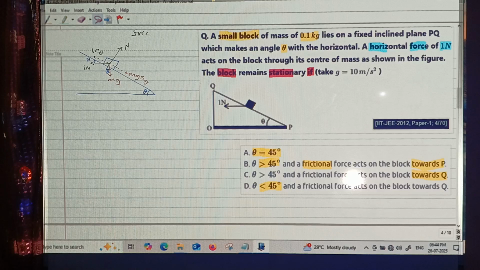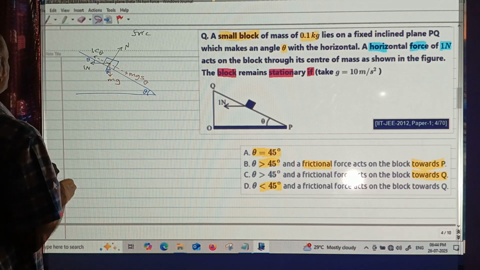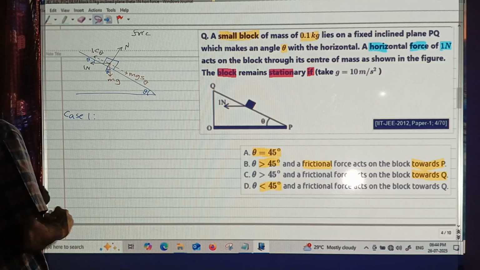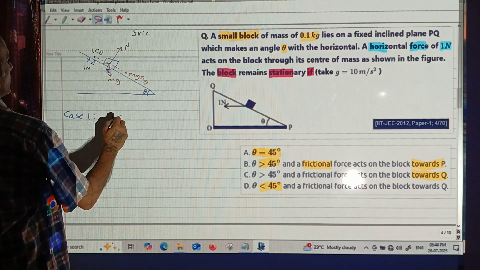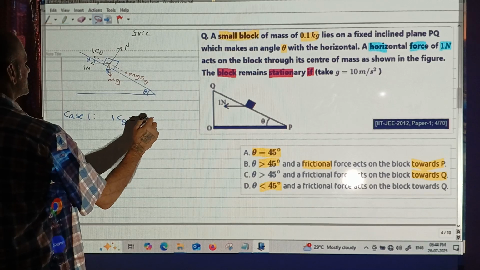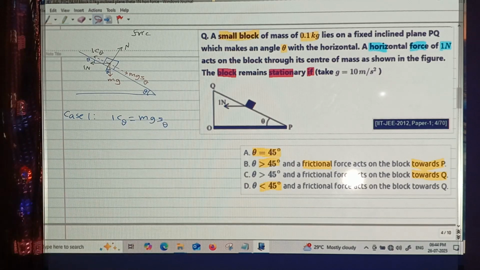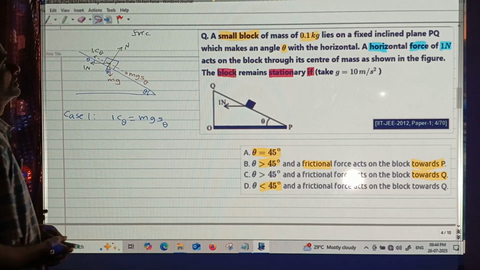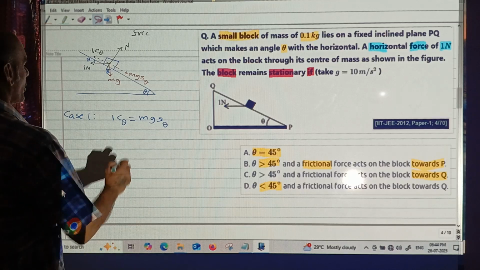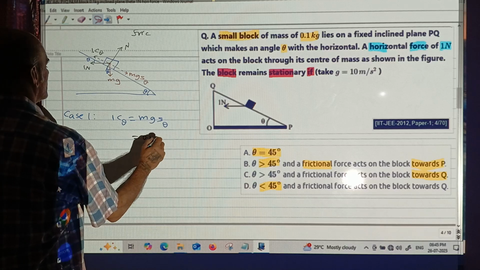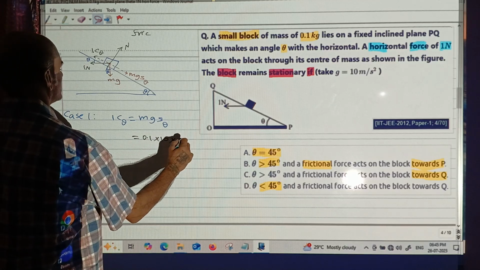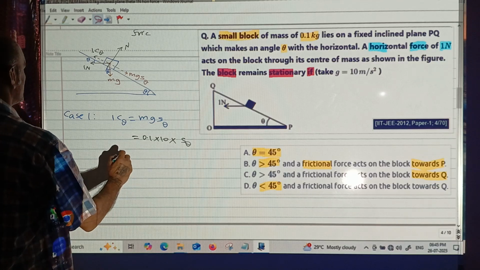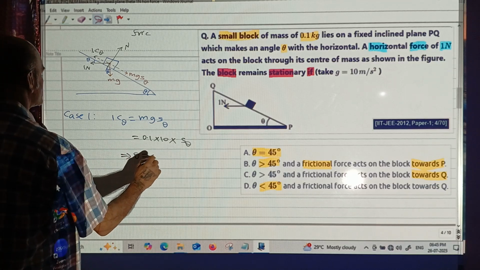So one possible case is these two forces are equal. Case 1, 1 cos theta, upward force equal to the downward force, mg sin theta. Is this possible? And if it is possible, for what angle? Mass is given as 0.1 and g is 10, so mg sin theta is 1 sin theta. So cos theta equal to sin theta, which implies theta is 45 degrees.